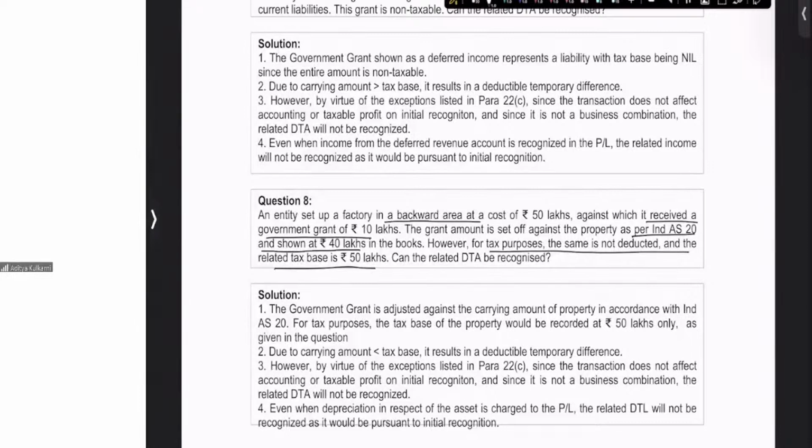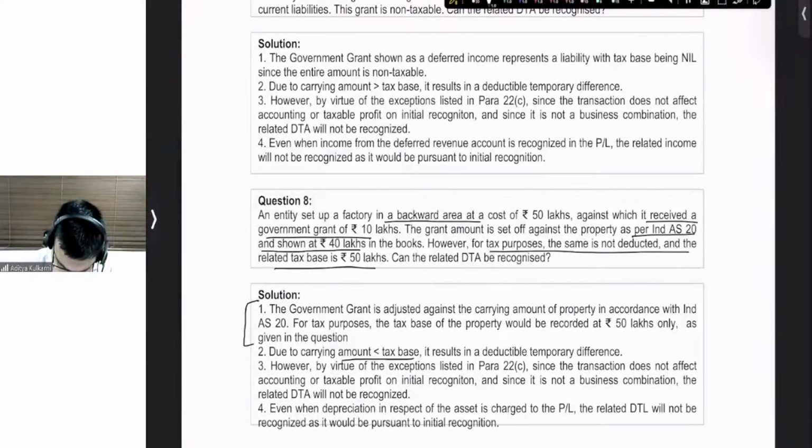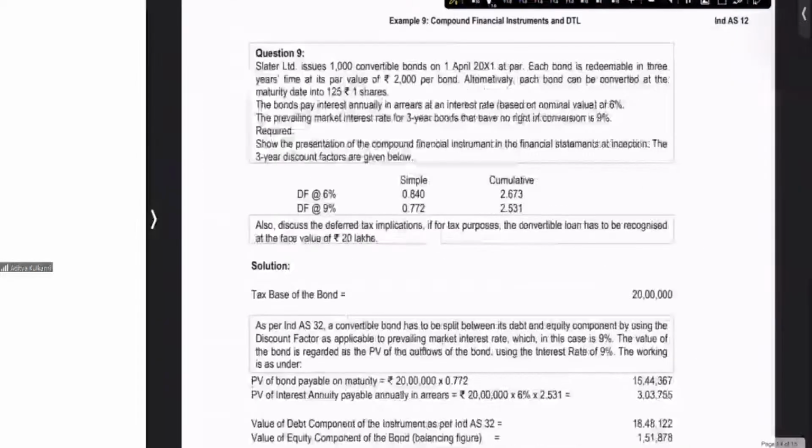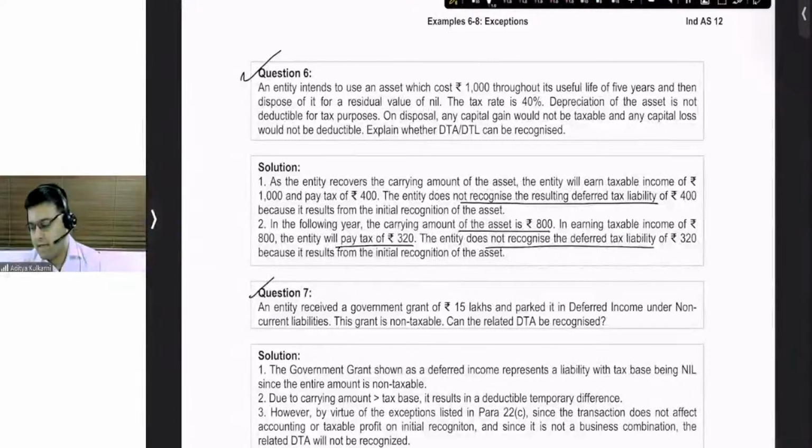Okay. So this is the first explanation, what has happened. This is the second explanation. Due to carrying amount less than tax base, it is resulting in a deductible difference. However, since it does not affect accounting or taxable profit on initial recognition, and it is not a business combination, related DTA is not recognized. And even when depreciation in respect of the asset is charged to P&L, DTL will not be recognized, as it would be pursuant to the initial recognition. Okay.